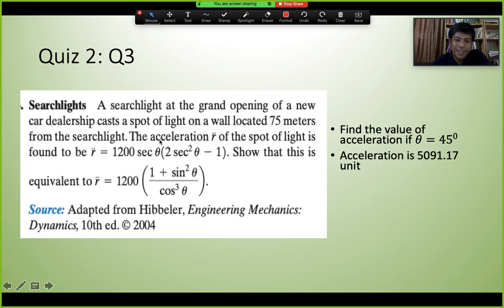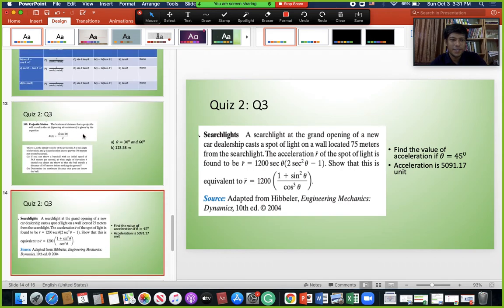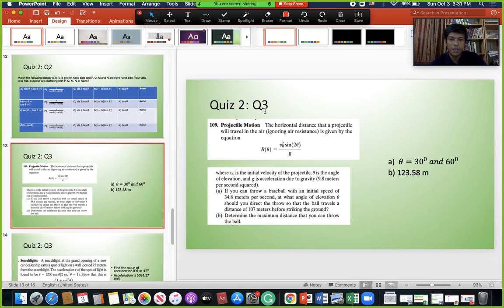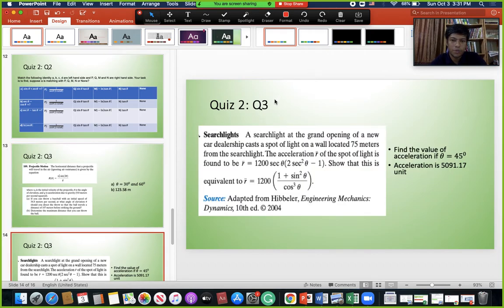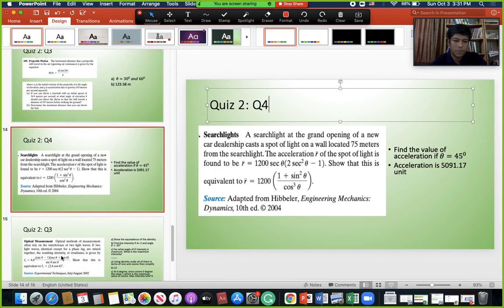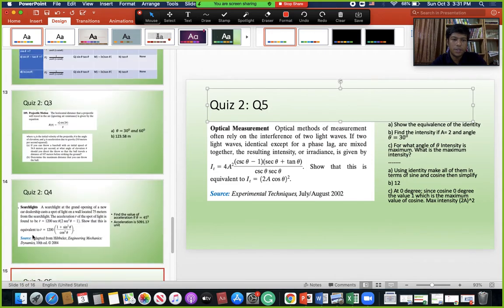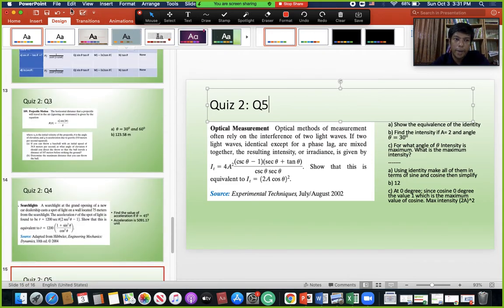This is another question from quiz 2. Let me change it. This is 2, so this must be question number 3, and this must be question number 4. This must be question number 5, and this is the last one, because we have the same topic twice for our quiz 2.